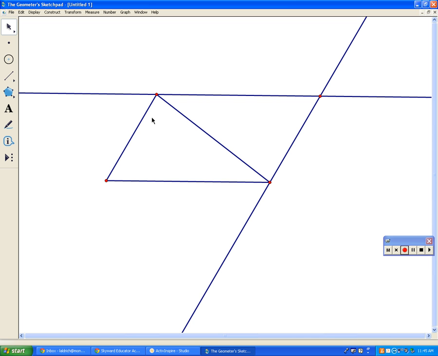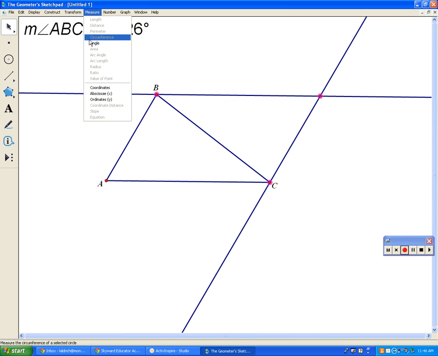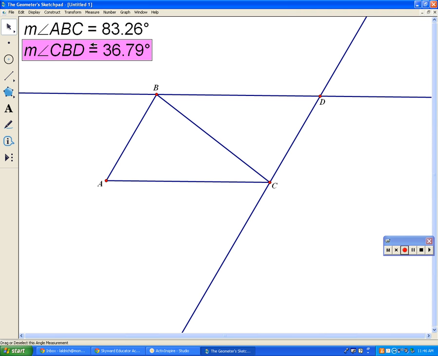Pay attention. All right, so I'm going to measure this angle right here. And I get 83.26 degrees. And then I'm going to measure this angle over here. And survey says? Yes. No. Okay. Unfortunately, not even close. Okay. There is a special kind of parallelogram where that happens.